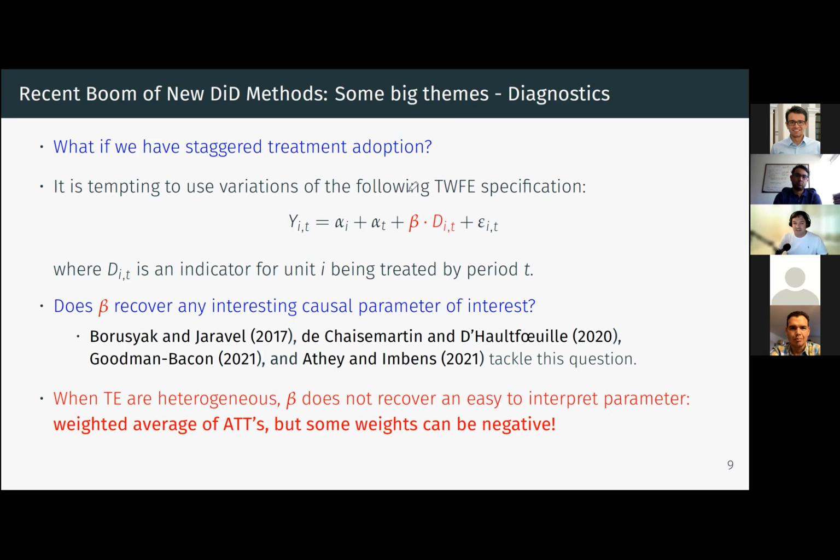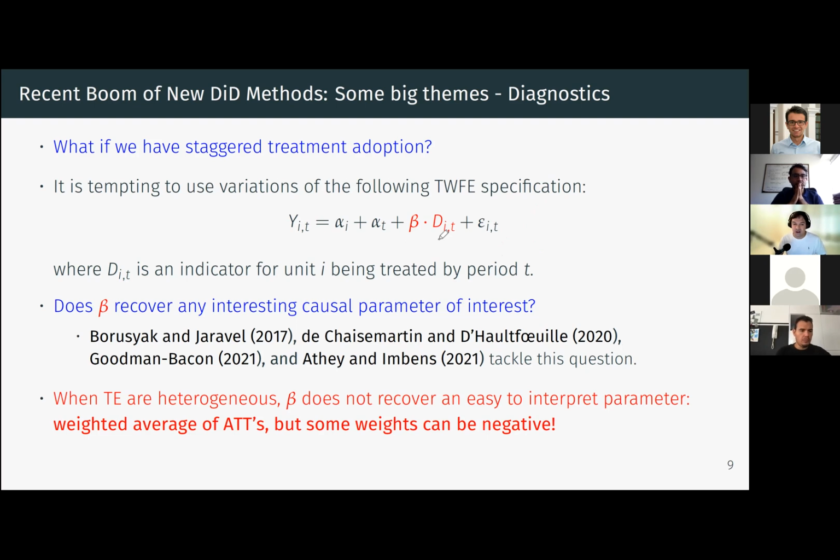The big message that I get, no matter how you read them, and by the way, these decompositions are all different. They have different building blocks. The message is the same, but the building blocks differ. So these papers are highly complementary of each other. The main message that these papers give, at least to me, is that in a world of heterogeneous effects, this is a very hard to interpret regression, right? Because beta is going to recover a weighted average of cohort-specific treatment effects, but some of these weights are negative.